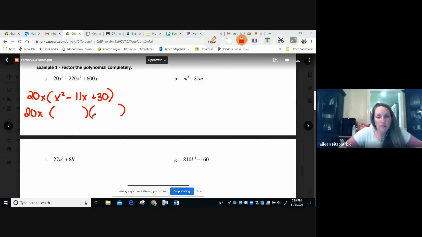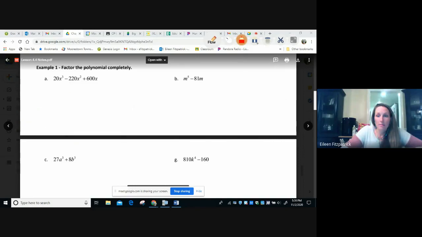So the question you have to ask yourself: are there 2 numbers that multiply to 30 and add to negative 11? Well, if you have a negative 6 and a negative 5, that'll multiply to a positive 30, but a negative 6 plus a negative 5 adds to a negative 11. So this is your polynomial factored completely. All right.